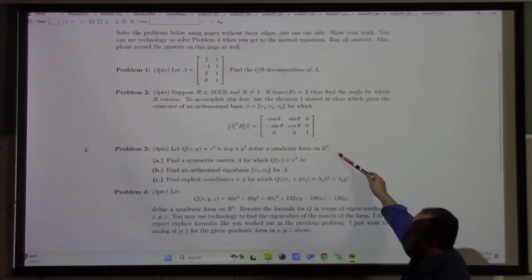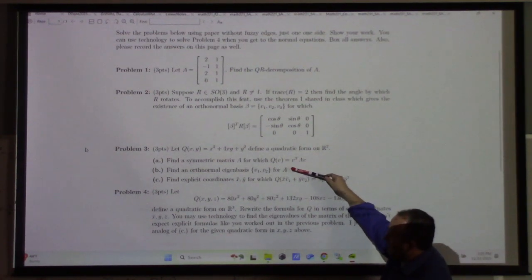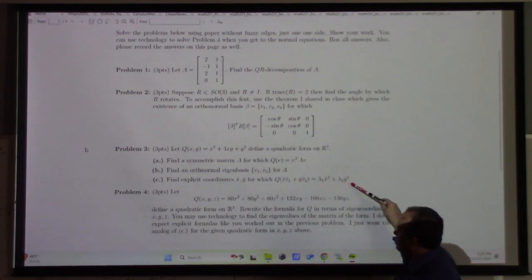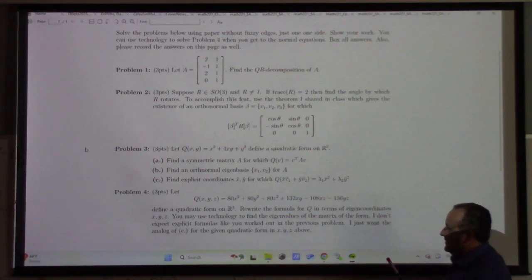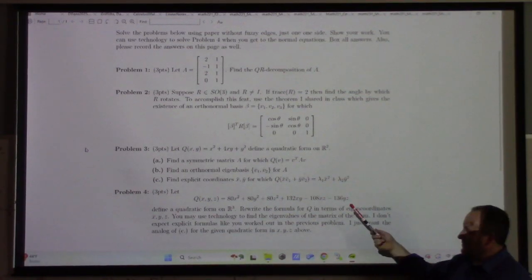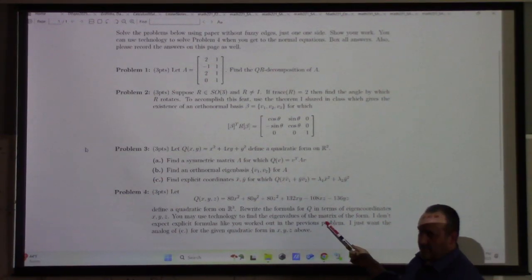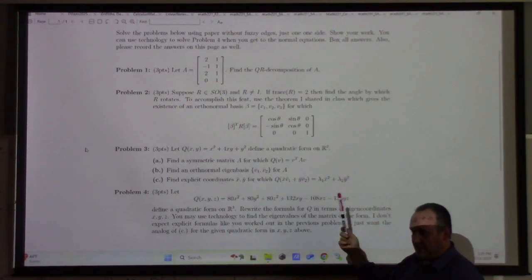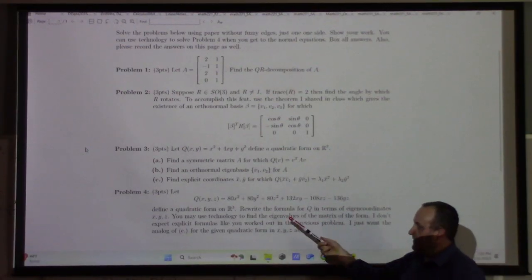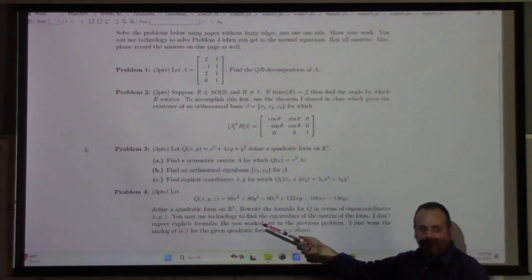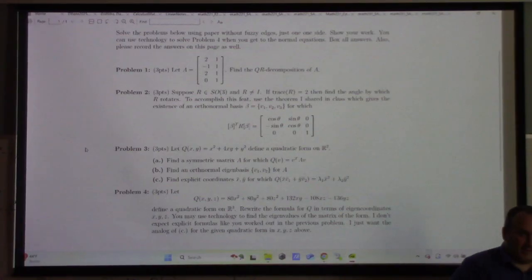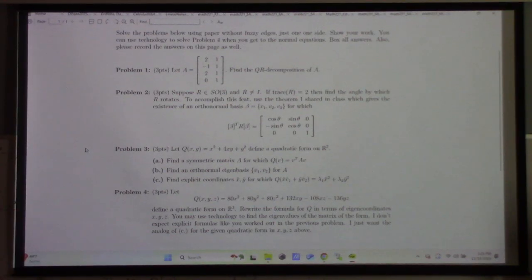This one here, you write down the matrix, find the orthonormal eigenbasis, and then you can write down the eigenformula like we talked about. This one here, you just need to find the matrix and feed it into the website, right? And that website will tell you the eigenvalues, and you can just write down the eigenformula. That's all that. This one you must use technology, otherwise it would take an inordinate amount of time. All right? Any questions?